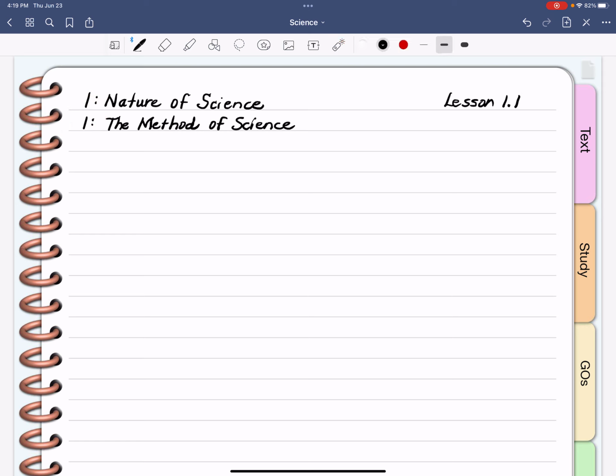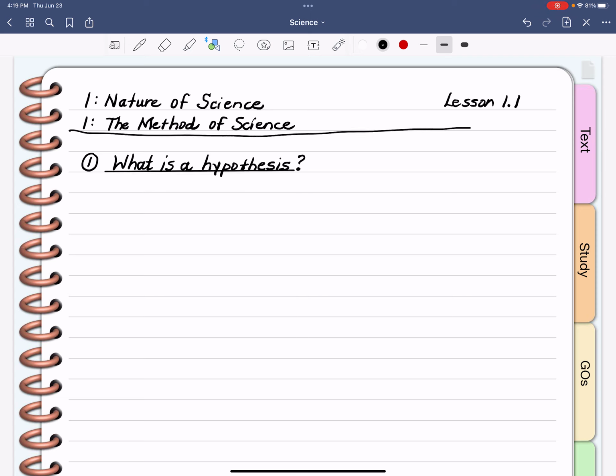Okay, the first question, and I'm just going to write that down here, is what is a hypothesis? Again, I'm not going to answer this right now. I'm just going to set it up. So as we work through the rest of this lesson, we want to be able to answer this question. What is a hypothesis? Okay, I'm going to leave about 5 lines and write number 2.